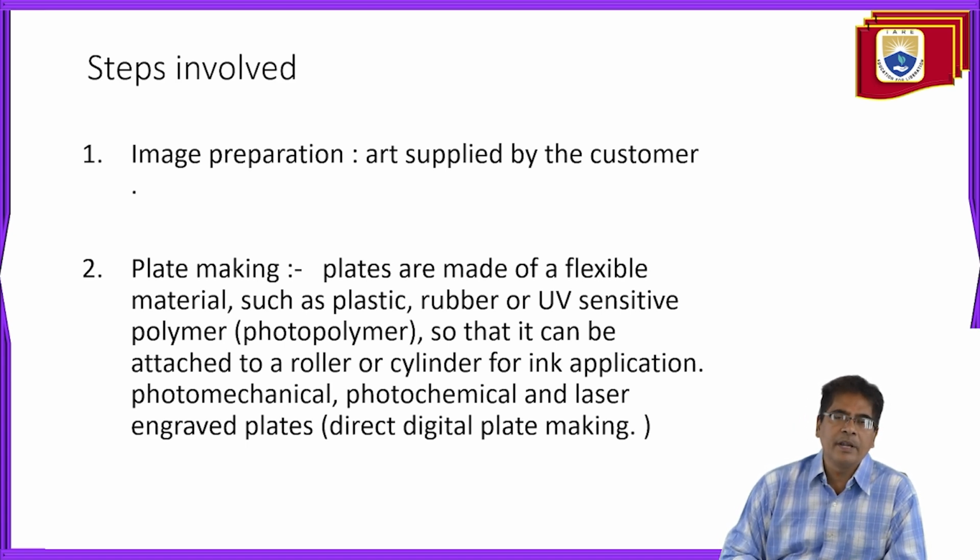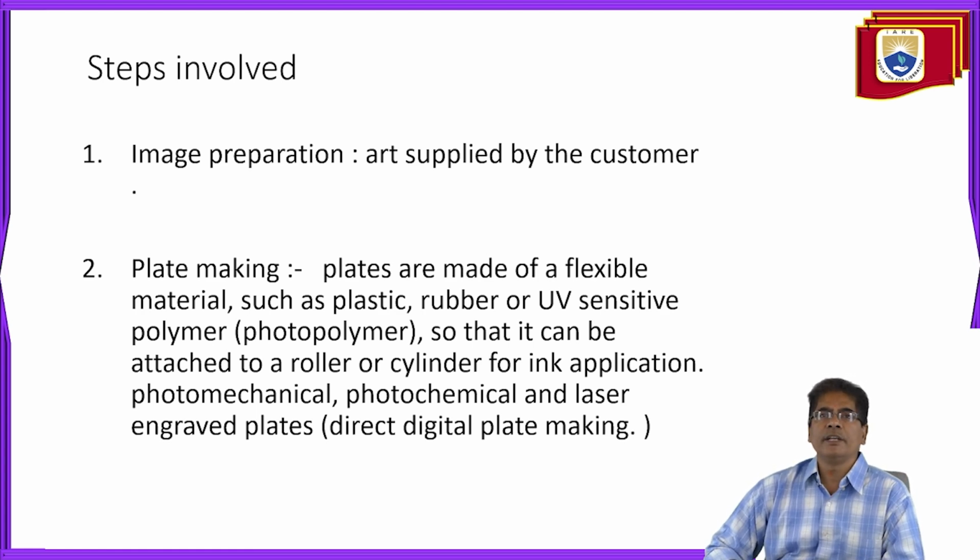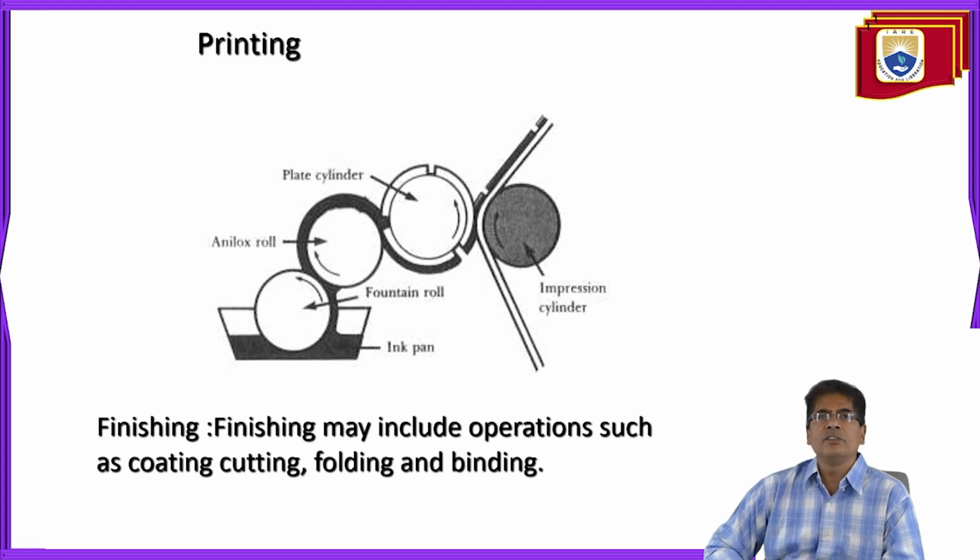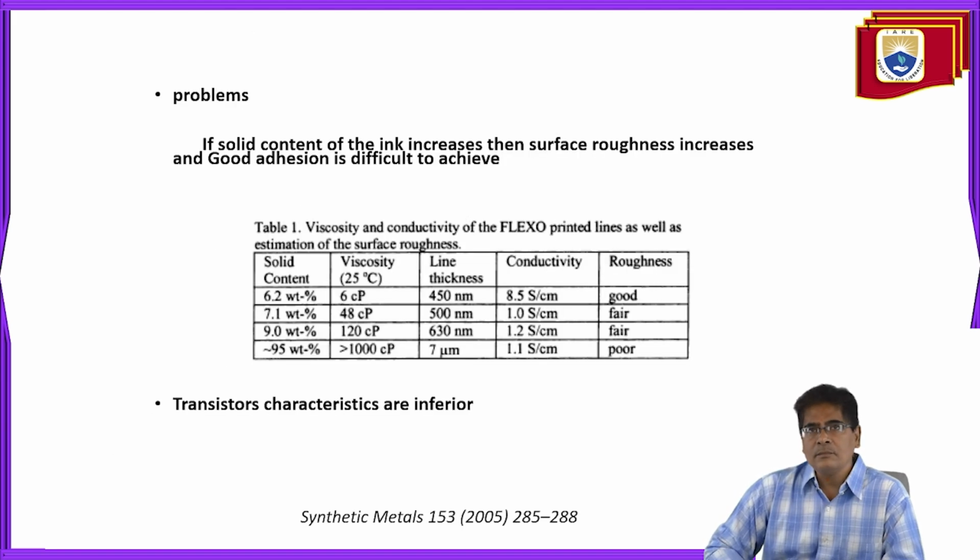So plate making. Plates are made of flexible materials such as plastic, rubber, or UV sensitive polymer, photopolymer, so that they can be attached to a roller or cylinder for ink application. We have photomechanical, photochemical, and laser engraved plates, and direct digital plate making. So we have the printing. This is what the analog rolls, and we have the plate cylinders and the impression cylinder. Finishing may include operations such as coating, cutting, folding, and binding. And the problem is, if the solid content of the ink increases, then the surface roughness increases and good adhesion is difficult to achieve, and transistor characteristics are inferior, right?